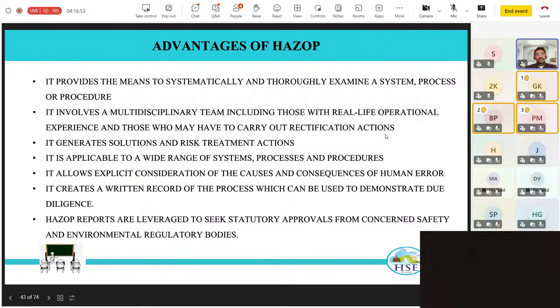Next is generating solutions and risk treatment actions. Coming out of a HAZOP, you have your specific recommendation, specific solution, and the corrective action associated with it. So it is a very specific approach, and that is a benefit of a HAZOP study. It is available to a wide range of systems, processes, and procedures. It allows explicit consideration of the causes and consequences of human error also. It creates a written record of the process which can be used to demonstrate due diligence for any statutory or regulatory approval. Its reports are leveraged to seek statutory approvals from the concerned authority and environmental regulatory bodies.